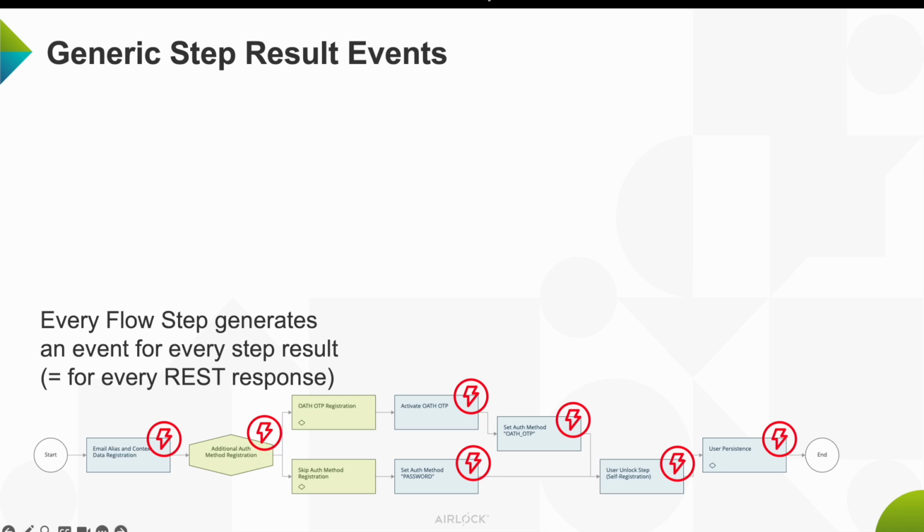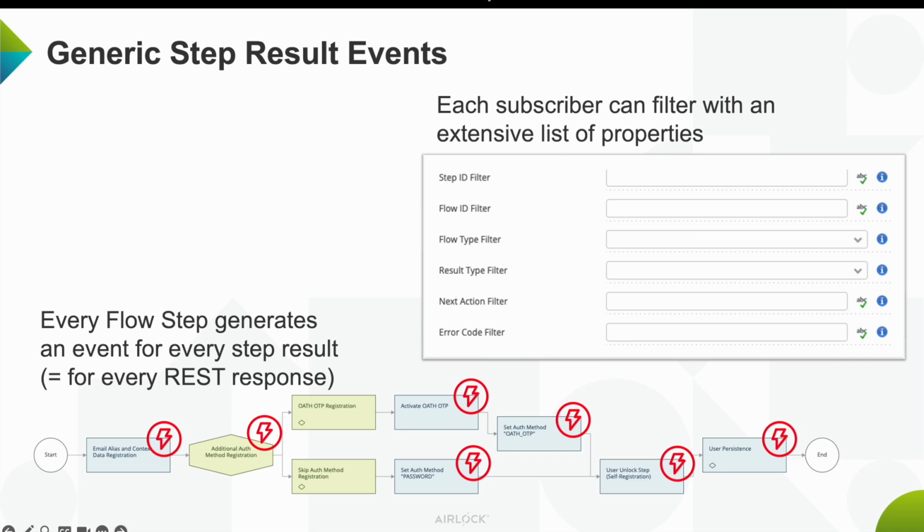As I mentioned, in the subscribers, you can collect those events and you can filter to make sure that you're only receiving and processing those events you're really interested in. And the filter is quite extensive. You can go for a particular step, or you can have all the steps in one flow, or all the steps of a particular flow type react to this particular subscriber.